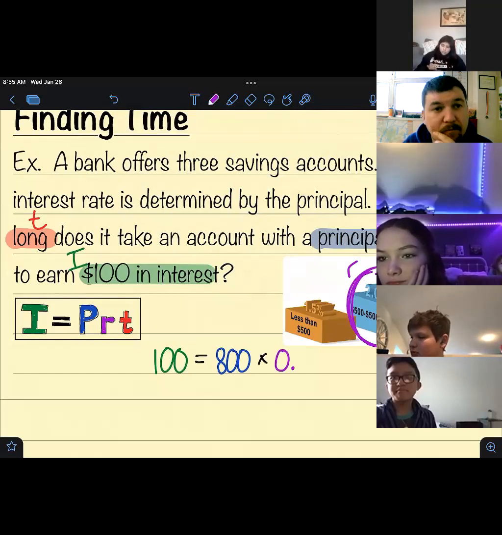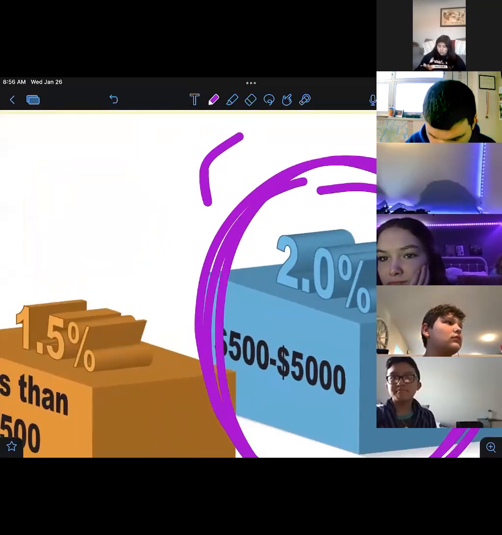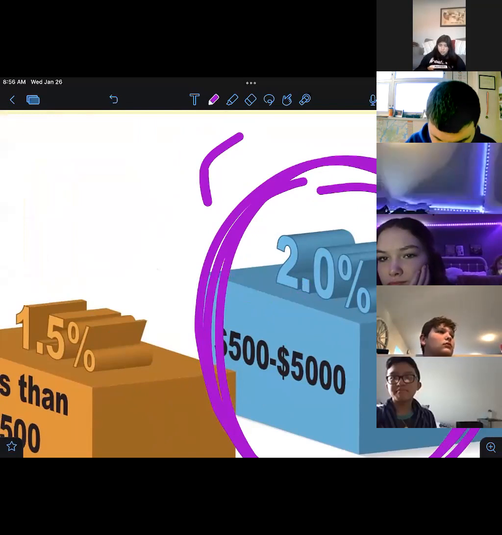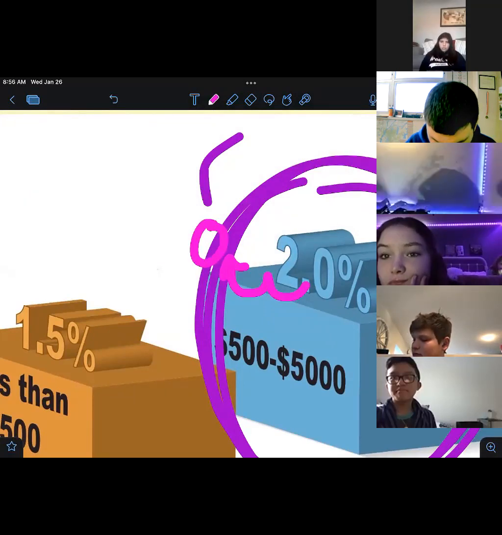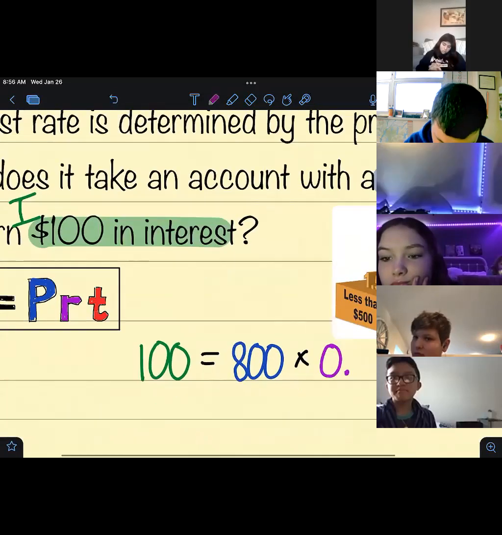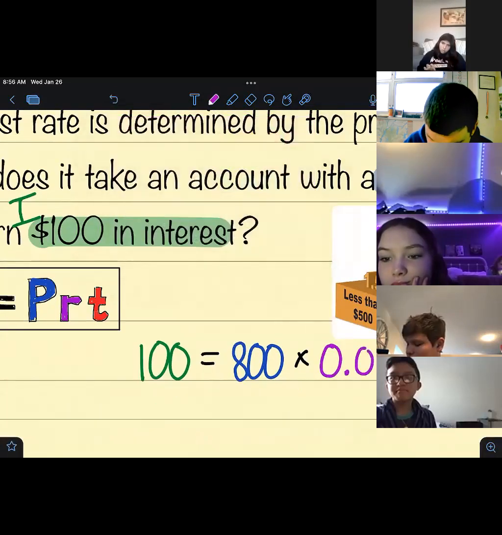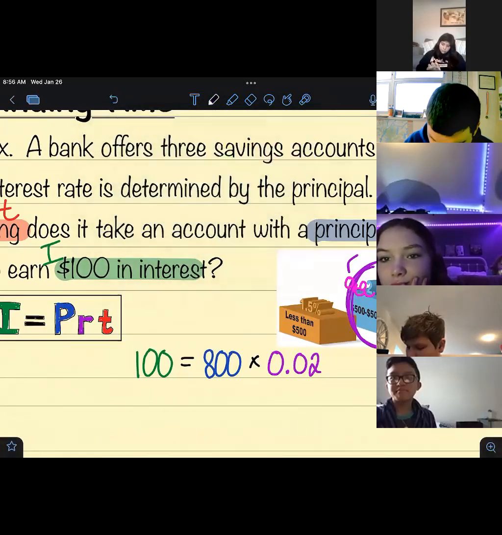Now, Maddox, what would 2% be as a decimal? Maddox, are you still there? Yeah, I'm sorry. Okay, what would 2% be as a decimal? We'd have to move it backwards twice, right? Yeah, 0.02. That's right. Nice job. So 2%, 0.02, and then times our time, which is unknown.